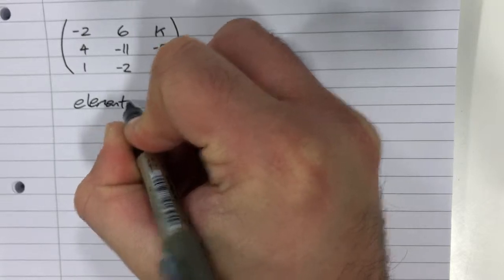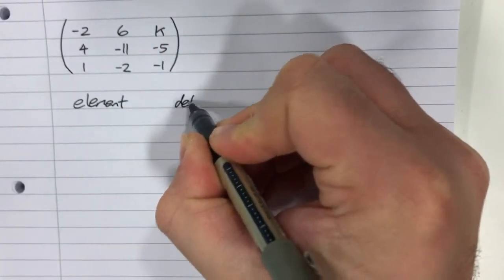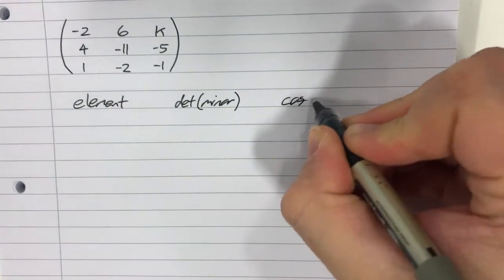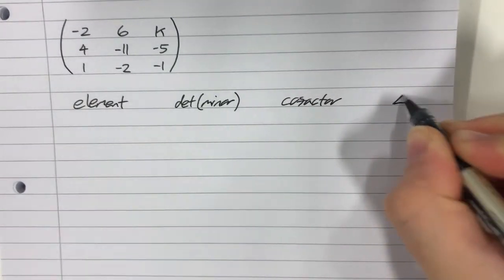So element, determinant of the minor. Once you've done a few of these, you can actually leave out this column. Cofactor and det.